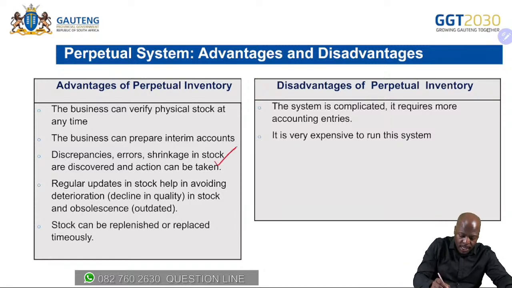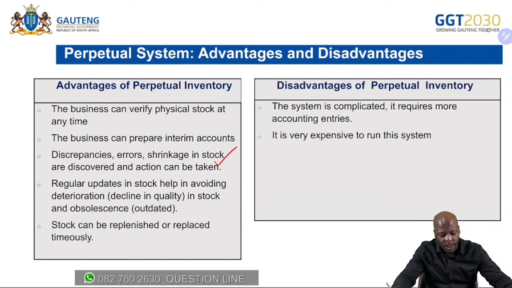The third point is that any discrepancies, errors, or shrinkages in stock are discovered and action can be taken, unlike when you have to wait until the end of the financial period. But with the perpetual inventory system, you can quickly identify any discrepancies, errors, or shrinkages. I want us to go to the next point, dear learners.